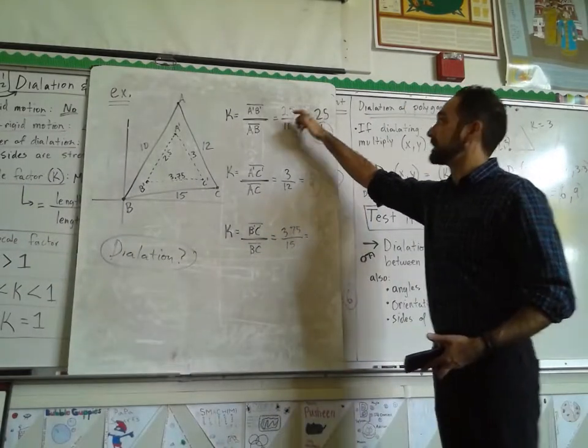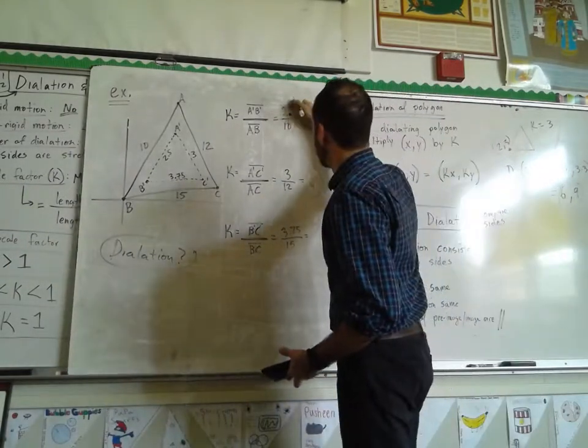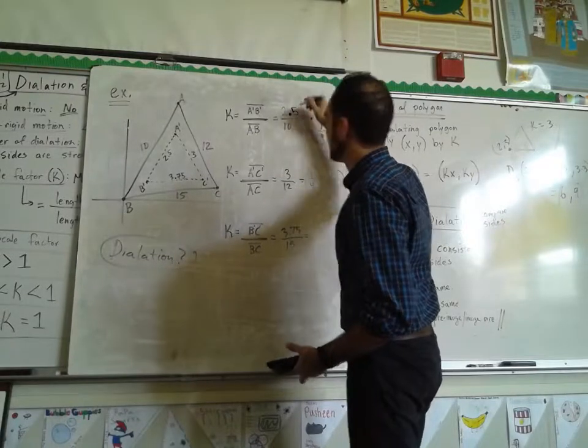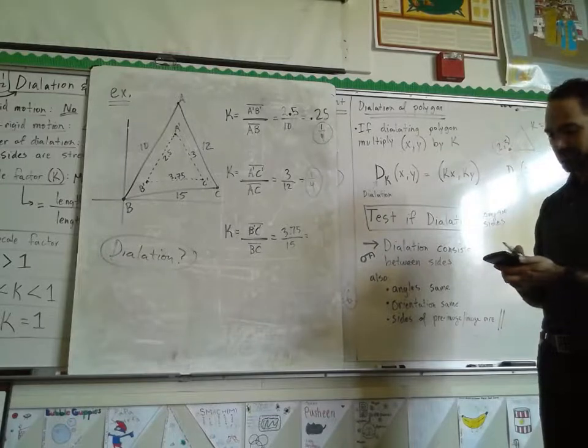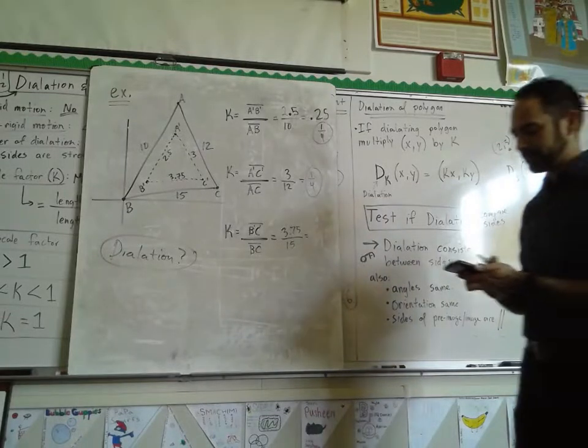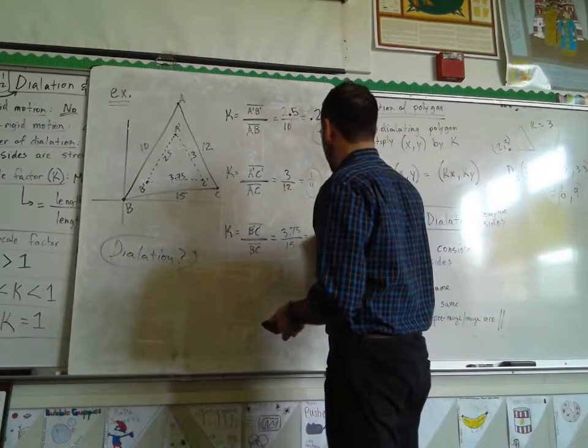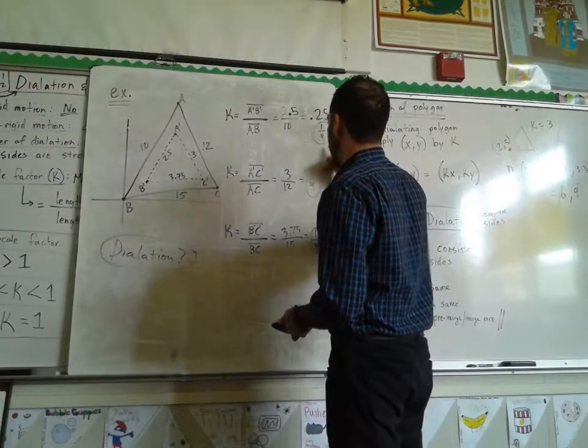2.5 divided by 10, 0.25. Yeah, there's like a huge glare. I just saw 2. Gotcha. Yeah, that's wrong. It is 1/4. 3.75 divided by 15. Good, 1/4.